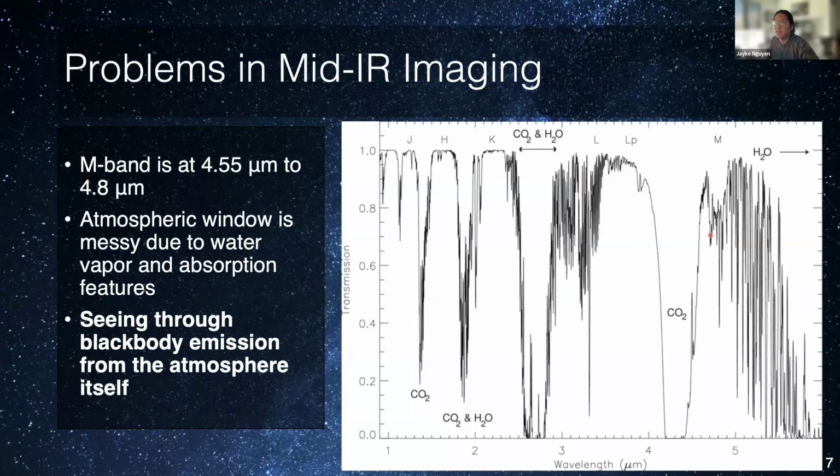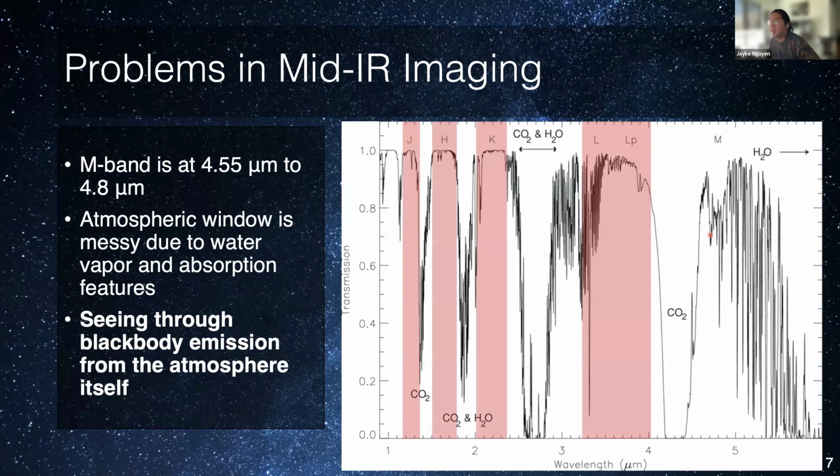But the main reason why people don't choose M-band is because there are certain problems associated with it. When you have your typical J, H, K, L and L prime bands, you can see they all occupy this particular atmospheric window. This is the transmission of the Earth's atmosphere versus wavelength. Each of the bands occupies a specific window in the Earth's atmosphere.